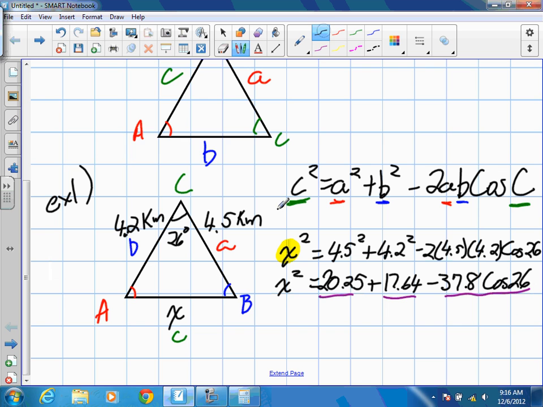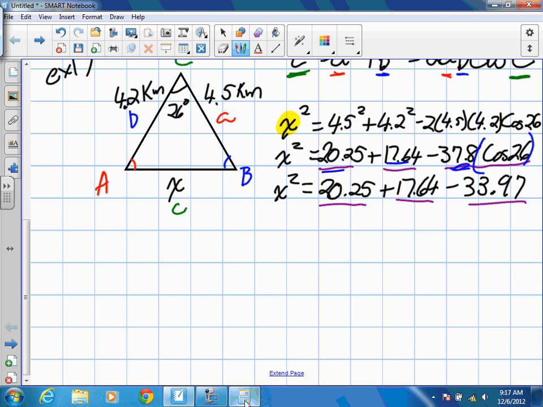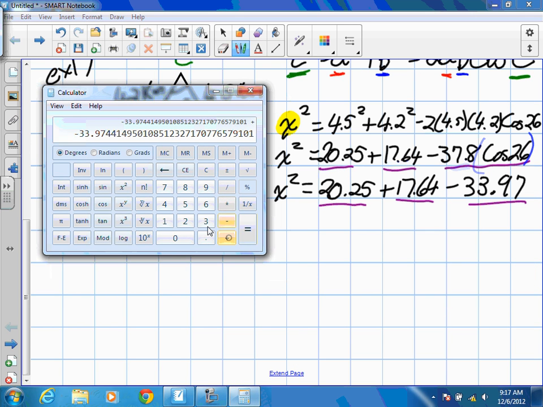So now that changes our question. We have x squared is equal to 20.25 plus 17.64 minus, what did it say? 33.97. Now, I have a term plus a term minus just a term. I can put these all together. That's a very common error. Try not to make that. Do not just subtract these three from each other, because you need to multiply by cos 26 first. From there, we're going to add up all of our terms. So that plus 17.64 plus 20.25, 3.91.